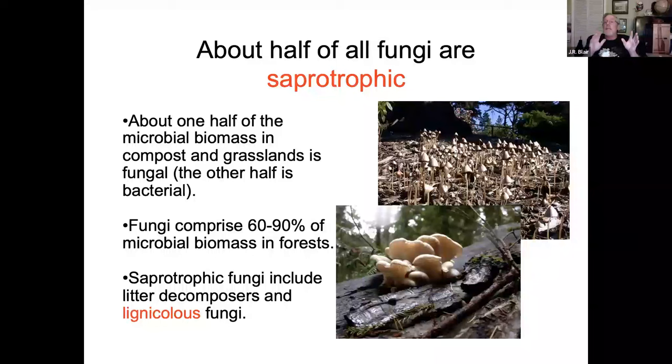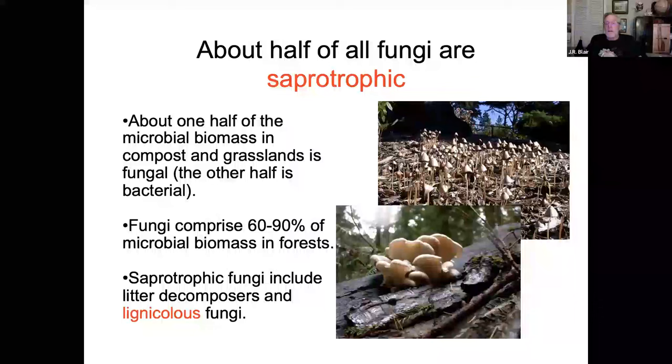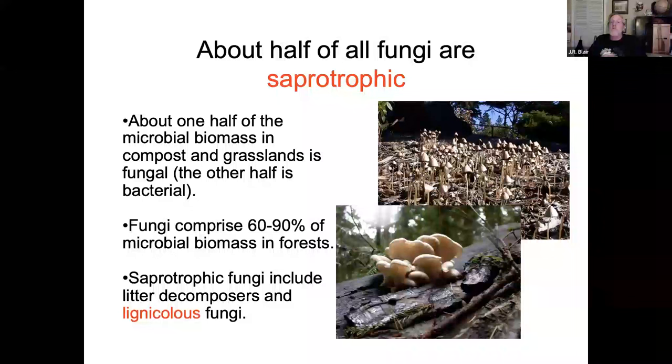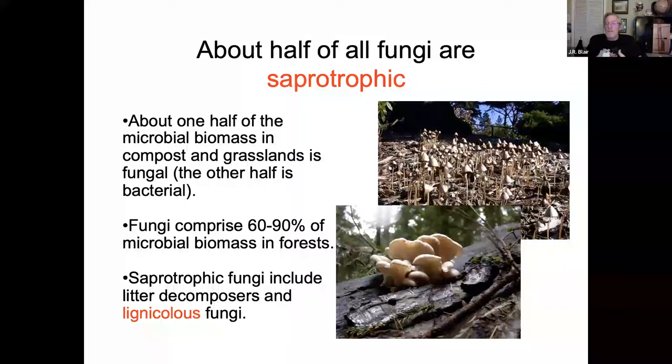it eats. And it turns out that the planet is really grateful, or should be anyway, to fungi because it is a primary decomposer in many environments. It turns out that in grasslands and in a typical compost pile, about half of the microbial biomass, and by that I mean basically fungi and bacteria, about half of the microbial biomass in those systems is fungal. And then if we look in forests, up to 90% of the microbial biomass could be fungal in nature. And so it's super important in terms of decomposition.